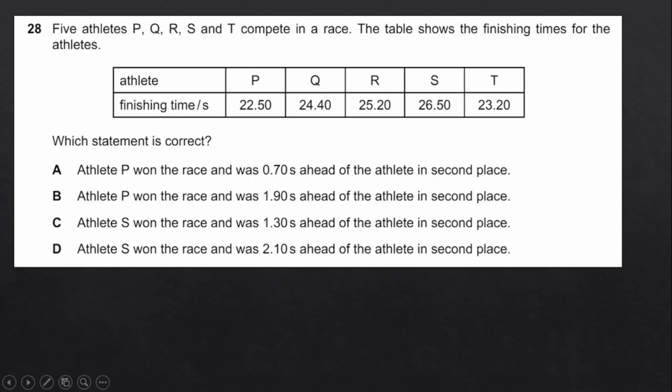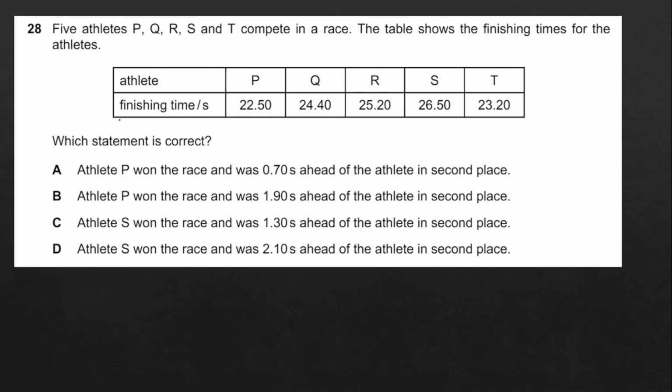Let's take a look at question 28. 5 athletes P, Q, R, S and T compete in a race. The table shows the finishing times for the athletes. Which statement is correct? Now, we have 4 options. In 2 of the options, they are saying athlete P and in the other 2 they are saying athlete S.